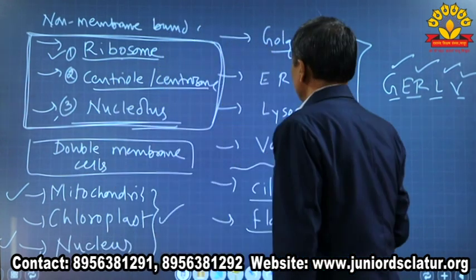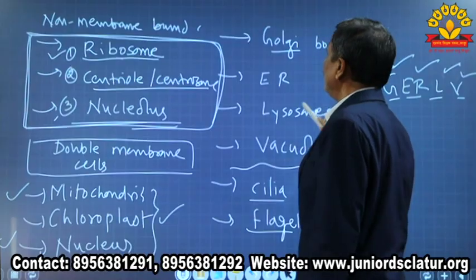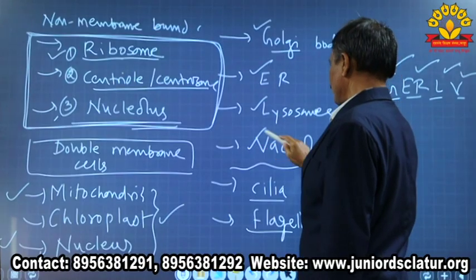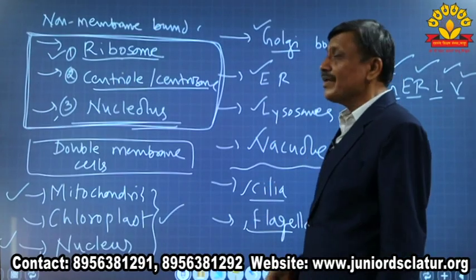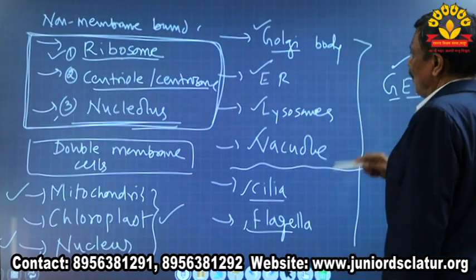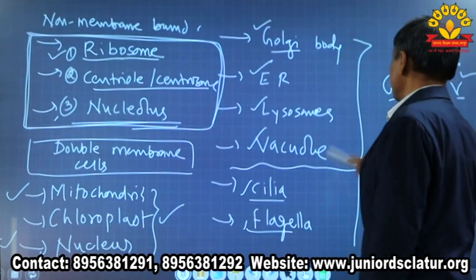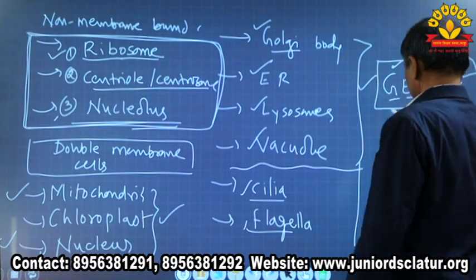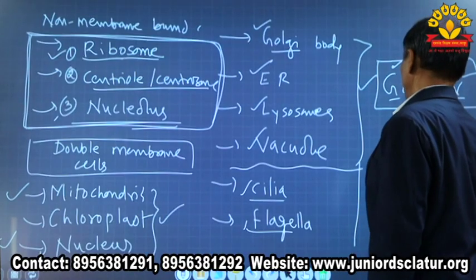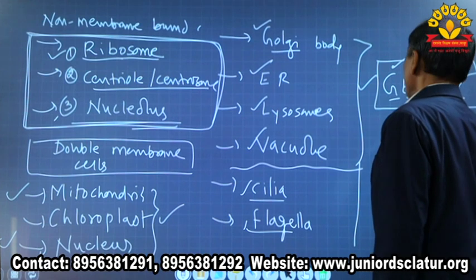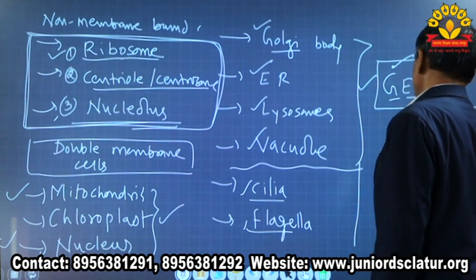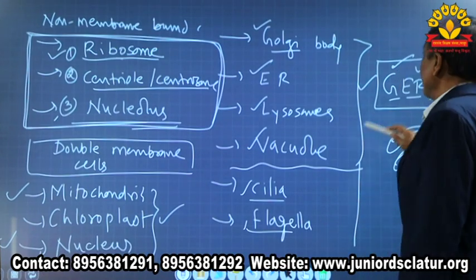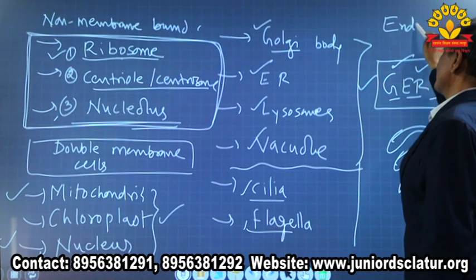What are the cell organelles which are single membrane bound found in the animal cells? That are Golgi body, endoplasmic reticulum, lysosomes, vacuoles, cilia and flagella. The same cell organelles are also found in the plants, which are single membrane. So, these cell organelles can be remembered as a trick: Golgi body, endoplasmic reticulum, lysosome, vacuoles, because these cell organelles help each other in their functions. Therefore, they are included here in the endomembrane system.